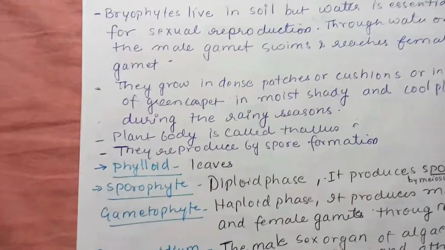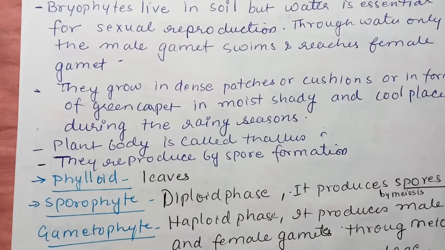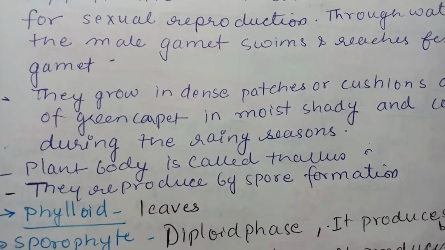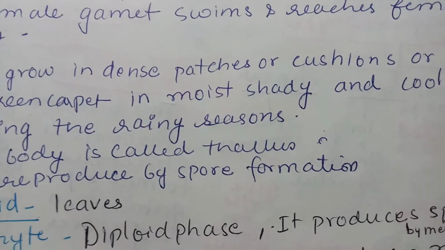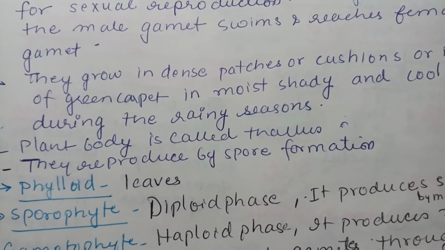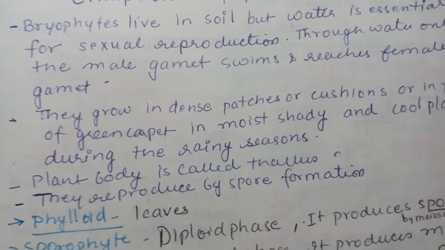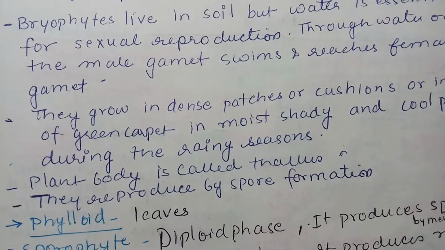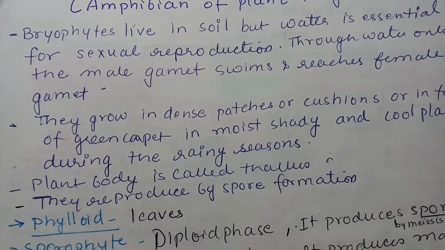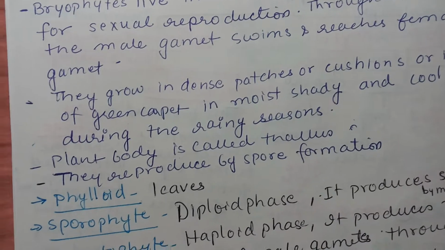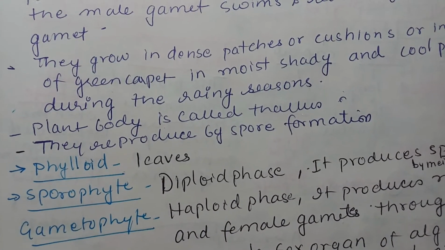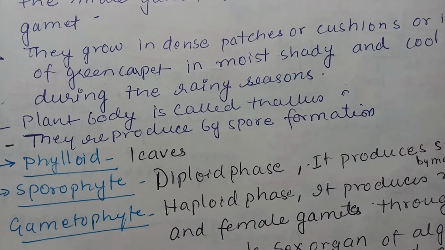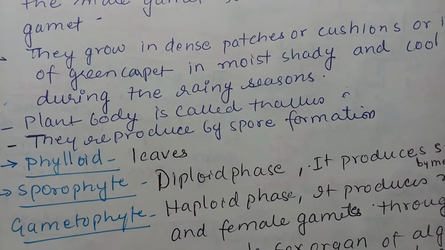They grow in dense patches or cushions or in the form of a green carpet in moist, shady and cool places during the rainy season. Usually in India you will see bryophytes in hilly areas like Himachal. The plant body is called thallus. They reproduce by spore formation.